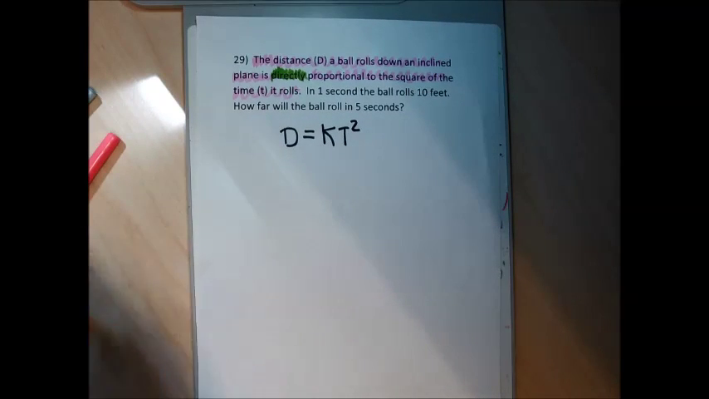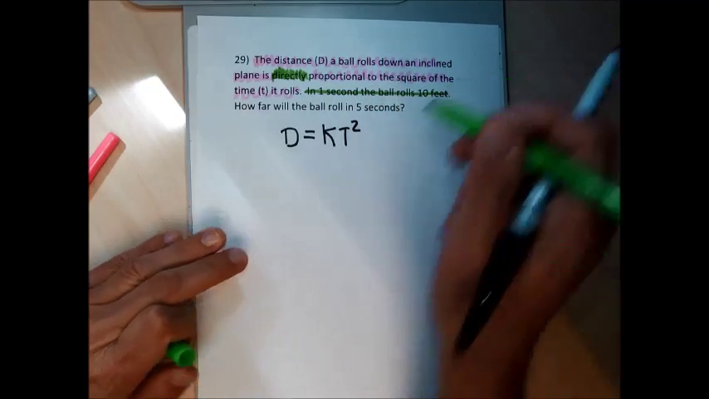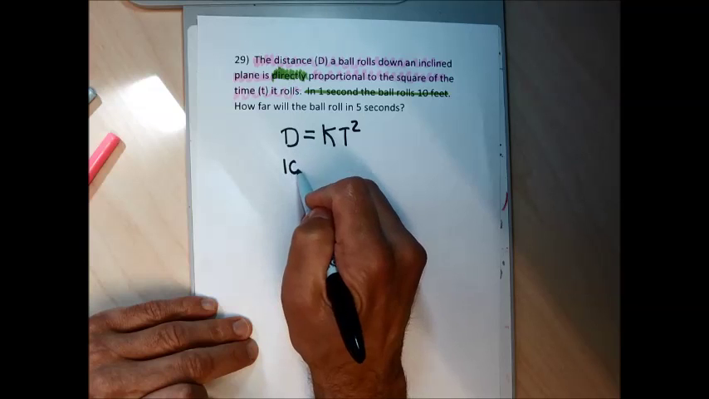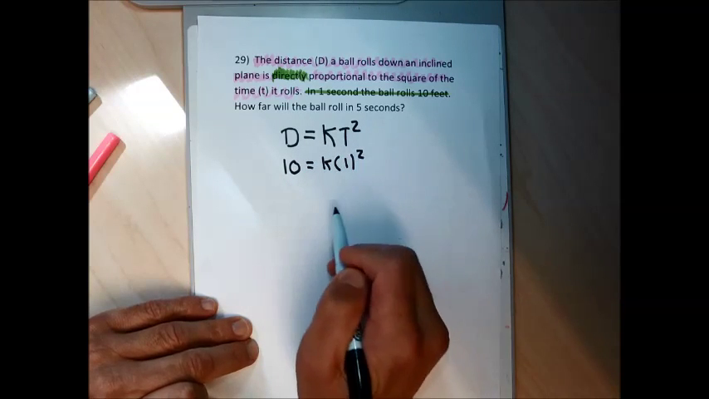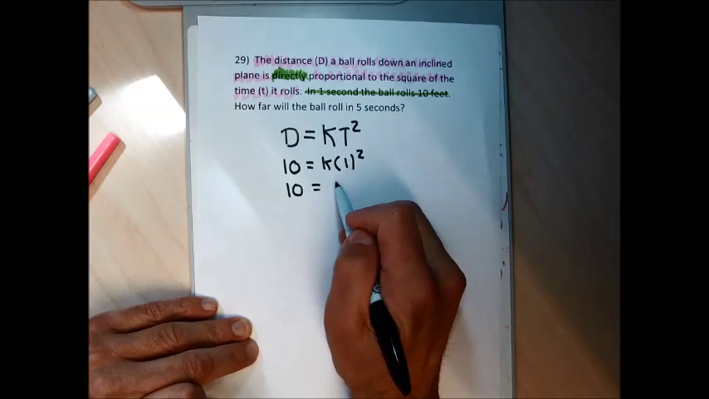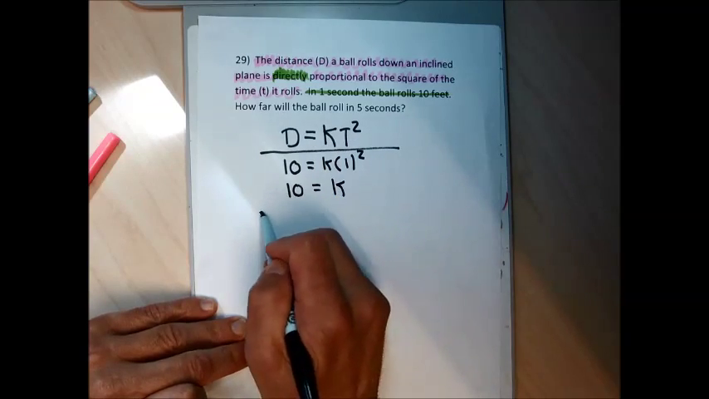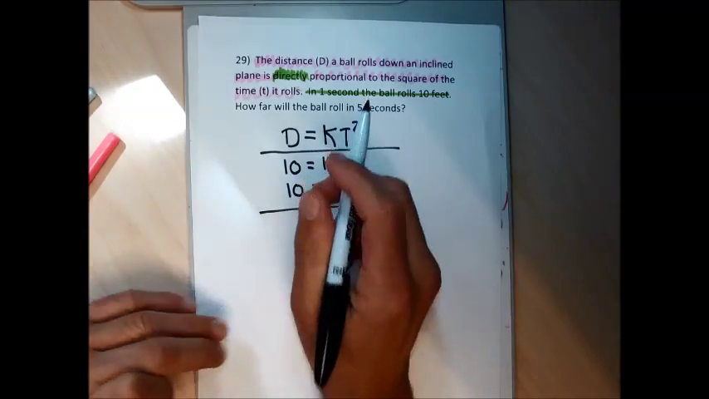Done with the first sentence, move on to the second sentence. The second sentence says, in 1 second the ball rolls 10 feet. So I'm going to put 10 in for the distance and 1 in for the time. This will give me 10 equals just k, because this is k times 1, which is just k. So the first sentence gave me an equation with a k. In the second sentence, I took the 2 numbers in and solved for k. Move on to the third sentence.